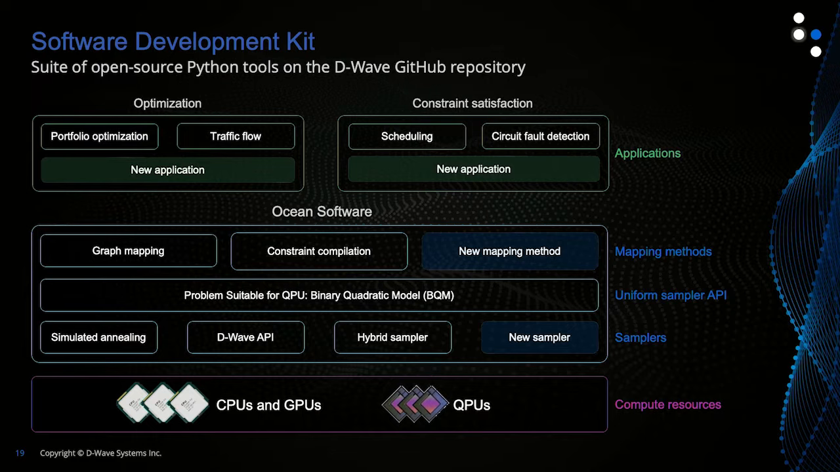And then up above that is really where you, the customer, the developer, this is where your applications would lie, sitting on top of our Ocean SDK. This is where you can build applications like portfolio optimization, traffic flow, nurse scheduling, that use our Ocean SDK to run your problems, your quadratic models, on these different samplers and the compute resources underneath them. So there are lots of different packages in the Ocean SDK. I really encourage everyone to go take a look, dig around in there, as well as in our collection of examples.